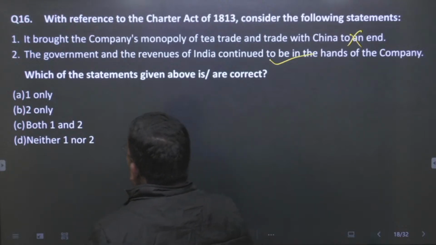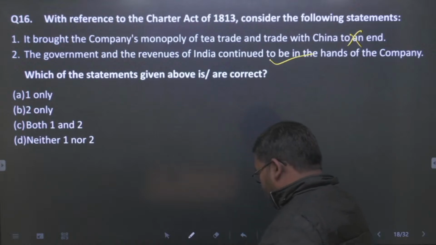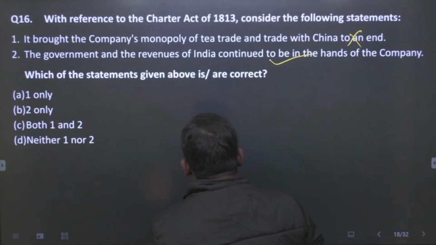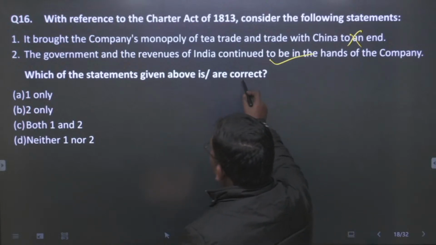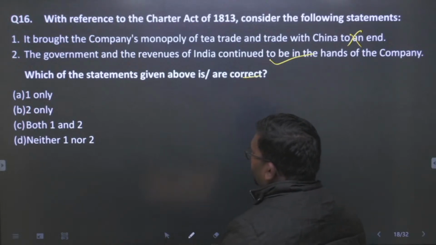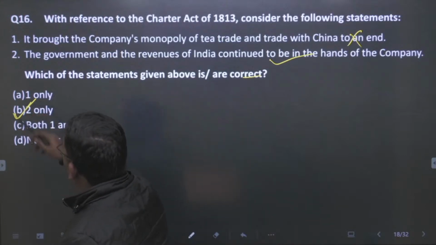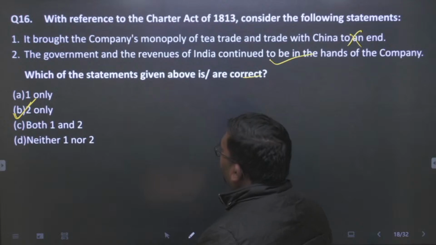So in question number 16, what are they asking? They are asking what is correct. So only 2 will be the answer of this question. Only 2, please answer.